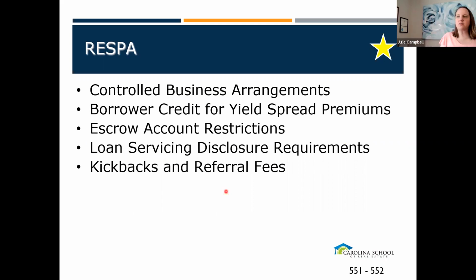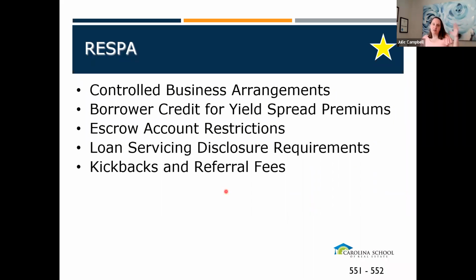Any controlled business arrangements need to be disclosed to the consumer. One thing that's growing in popularity is this idea of one-stop shopping. So one thing we're starting to see are these business arrangements come out where you have the real estate agent, maybe the lender, and maybe the attorney all under the same roof. They might share the same location.